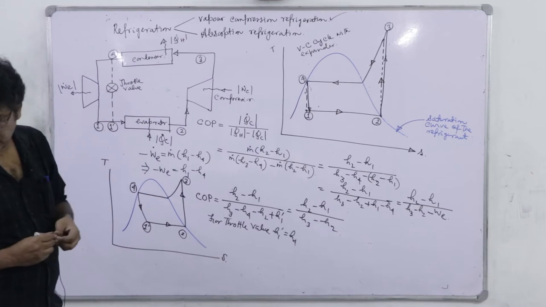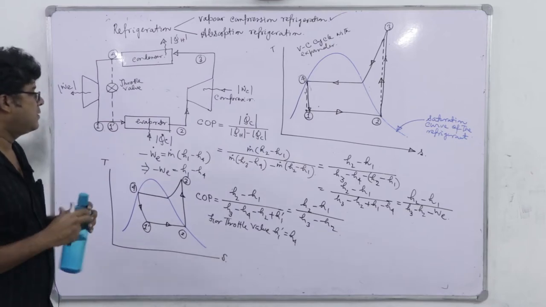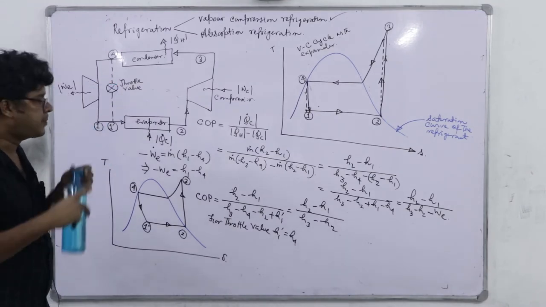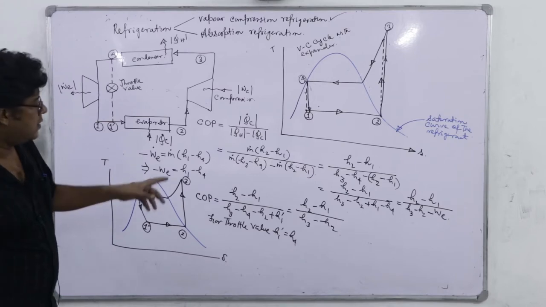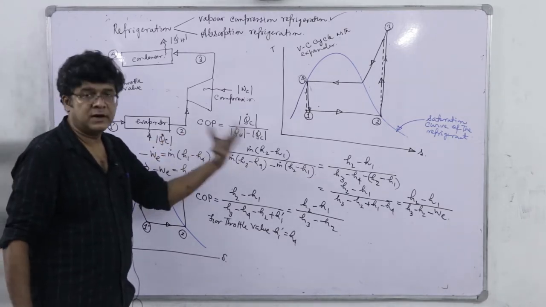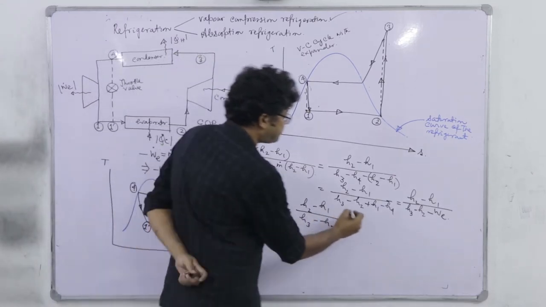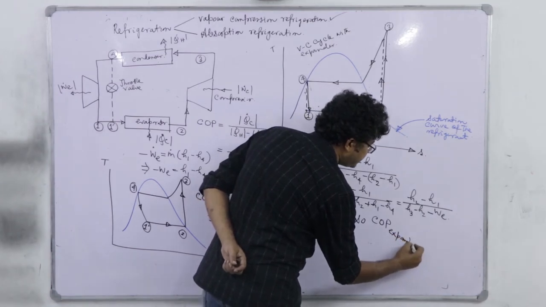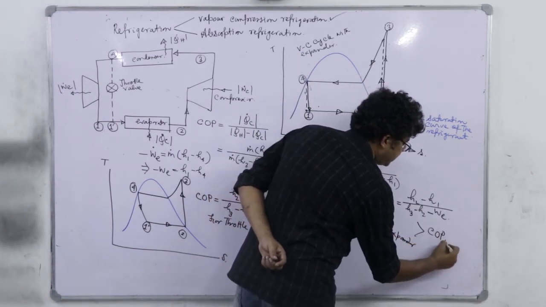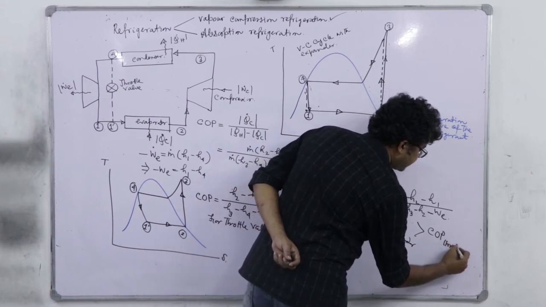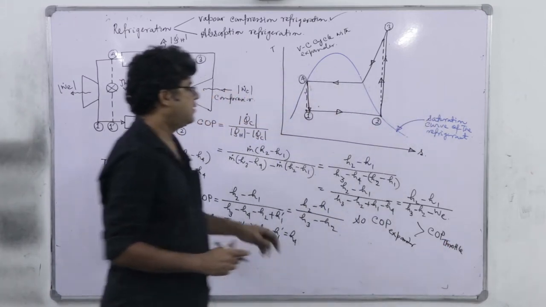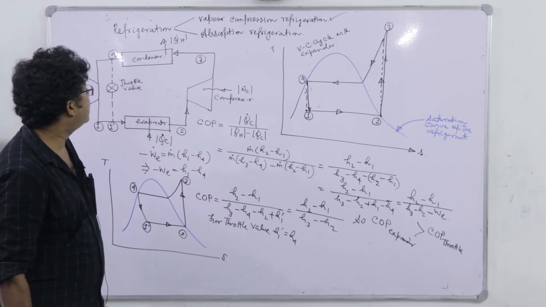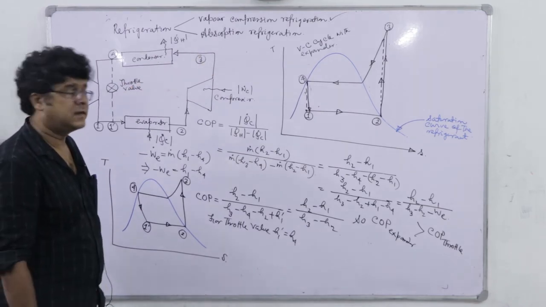So, in the previous expression you see that for COP, there is an additional negative term in the denominator. So, when we are fitting an expander, we are getting higher COP, right. So, COP of expander is greater than COP of throttle. So, that is all about the vapor compression cycle of refrigeration. Next, we will discuss absorption refrigeration.